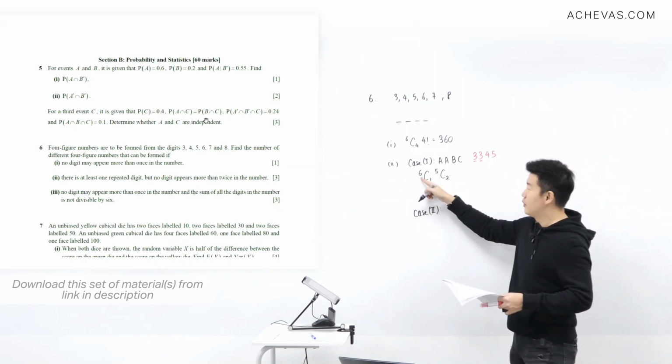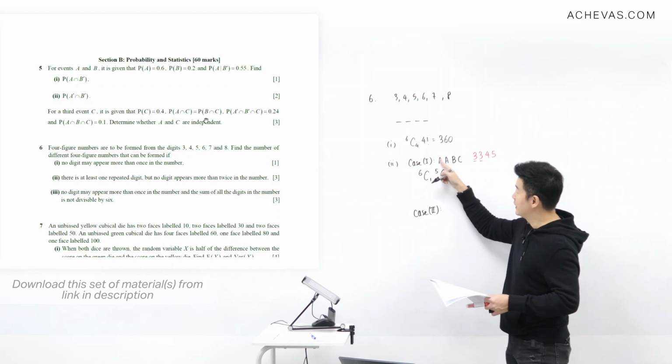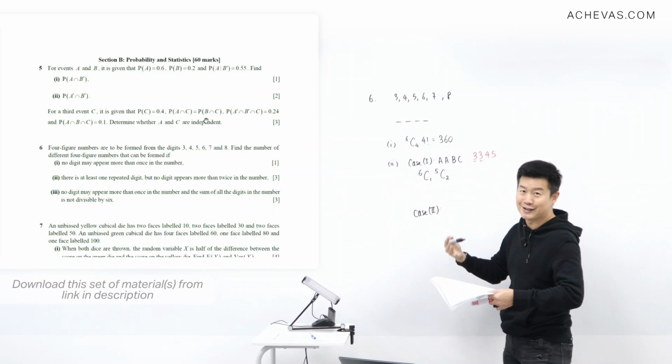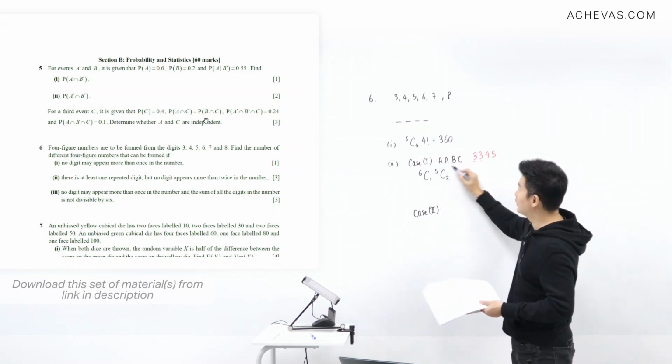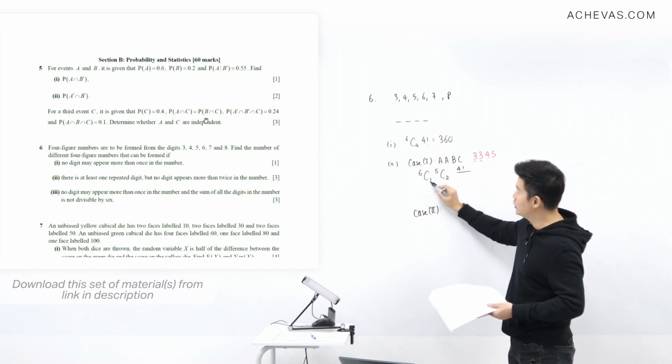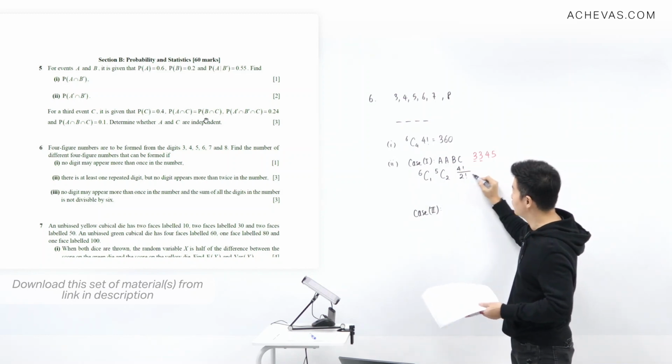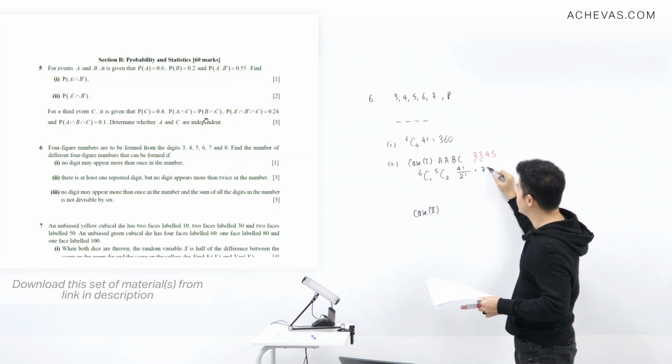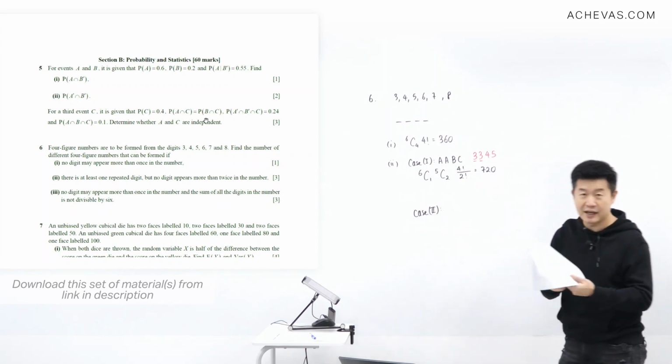And now we have one of the digits that is going to be repeating. The other 2 digits will just be there as the 2 other unique numbers. And if I were to arrange this, it is going to be 4 factorial divided by, because there are 2 digits that are identical, 2 factorial. This is equal to 720 for this particular case.